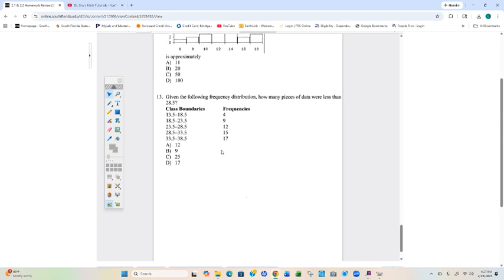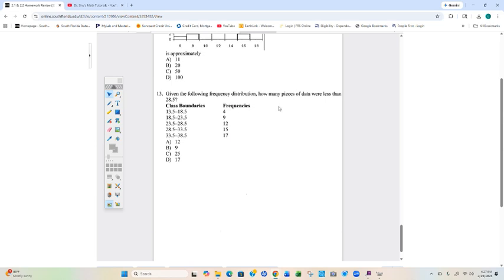Number 13, given the following frequency distribution, how many pieces of data were less than 28.5? So for the class boundary 13.5 to 18.5, the frequency is 4. 18.5 to 23.5, frequency is 9. 23.5 to 28.5, the frequency is 12. 28.5 to 33.5, the frequency is 15. 33.5 to 38.5, the frequency is 17. Now your answer choices are A12, B9, C25, and D17.